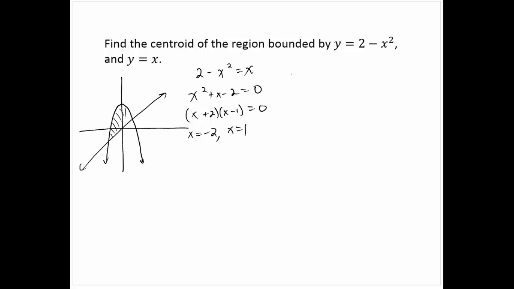So I'll first find the area. That would be the integral from negative 2 to 1 of the upper function minus the lower function. So the upper function, that would be what? 2 minus x squared minus x dx. Again, this is a calculus 1 integral and evaluates as 9/2.